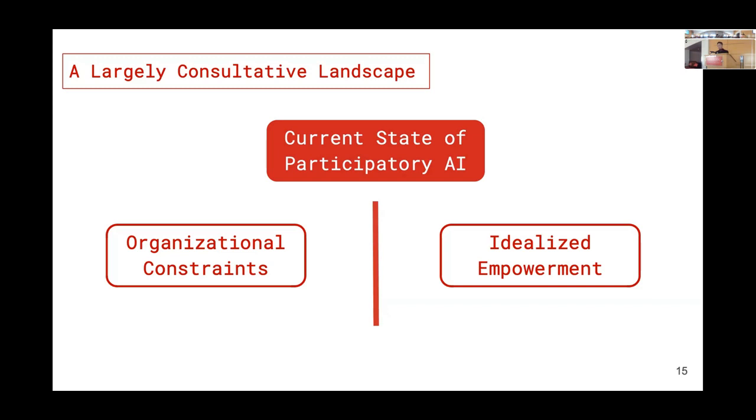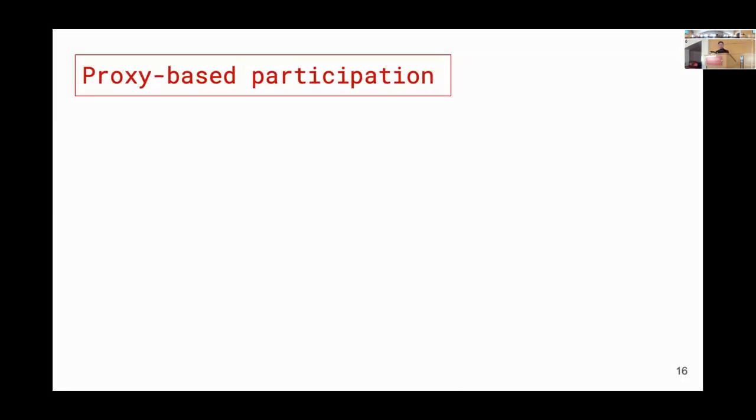Overall, our interviewees described the desire for substantive stakeholder participation as an ambitious but perhaps unrealistic goal. They described feeling caught between an idealized world of stakeholder empowerment and the top-down organizational constraints of available time and resources. To navigate between their ideals and constraints, the AI practitioners we interviewed turned to particular approaches to participation, which we describe as proxy-based participation.